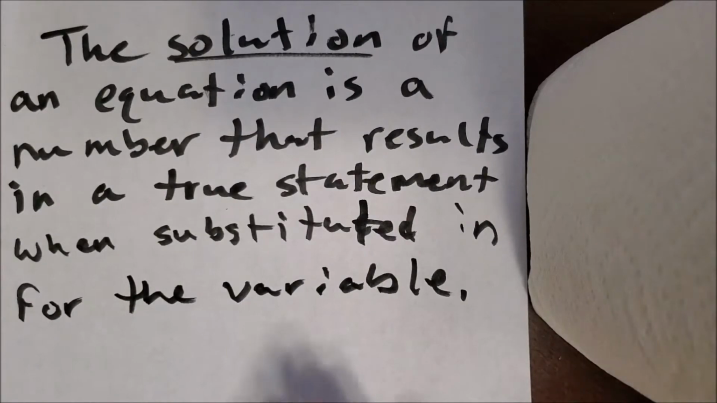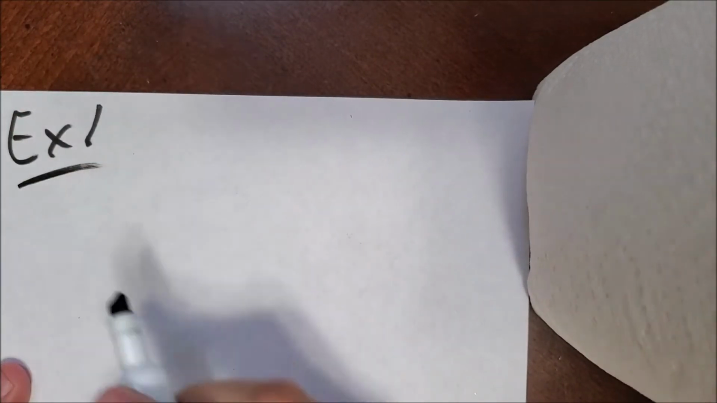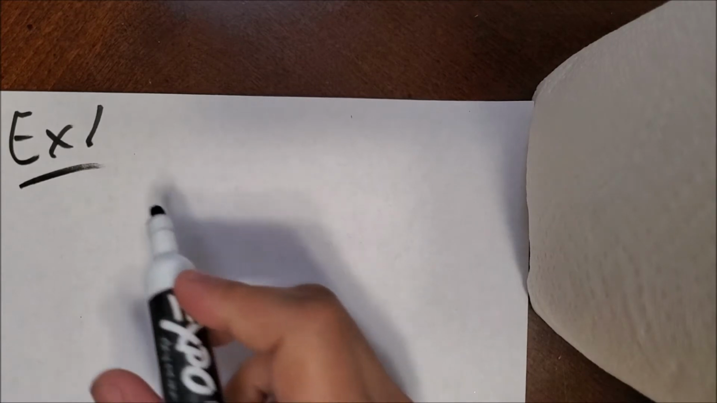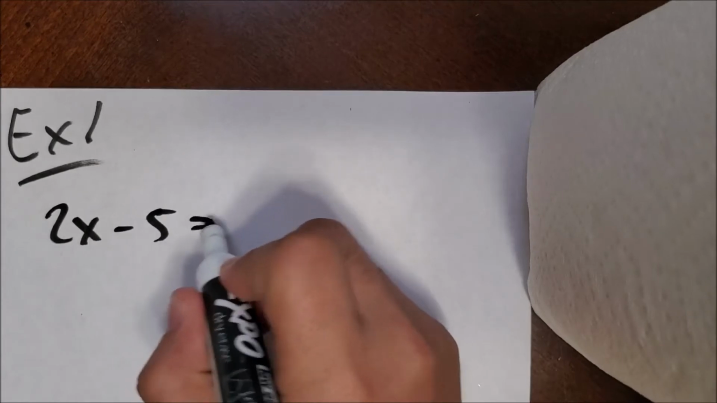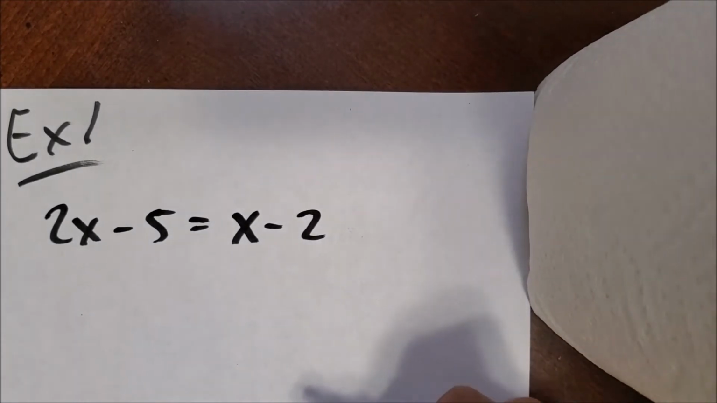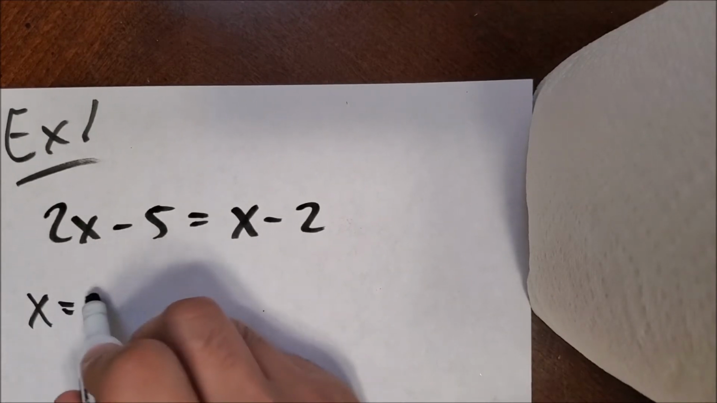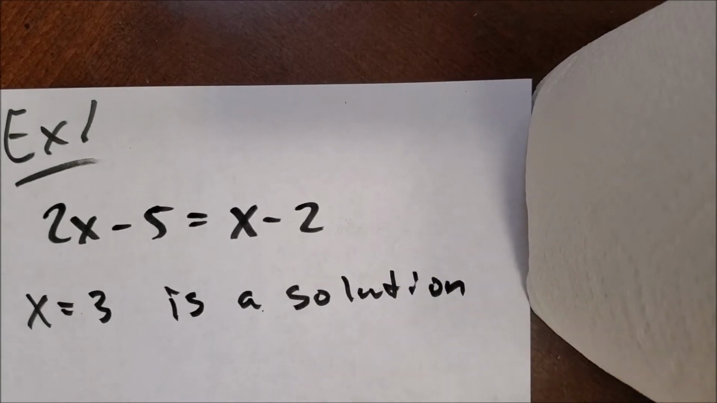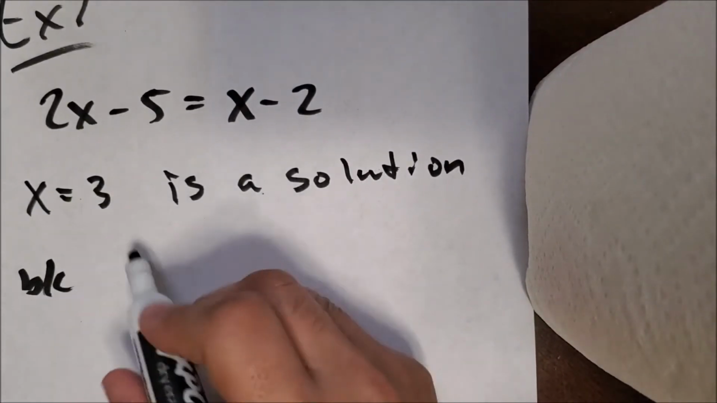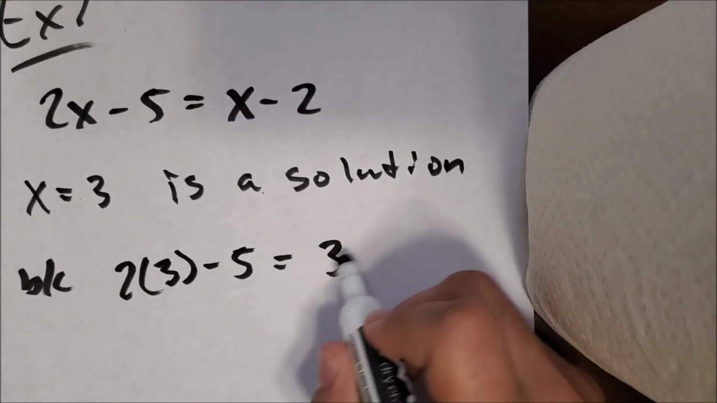So what do we mean by this? Let's just do a quick little example to show this. For example, consider 2x minus 5 equals x minus 2. Well, x equals 3 is a solution because 2 times 3 minus 5 equals 3 minus 2.